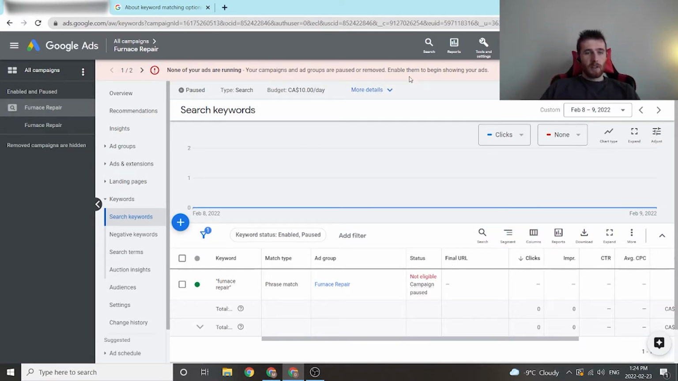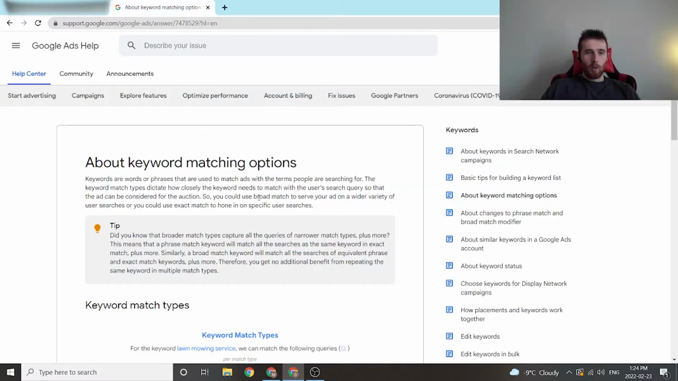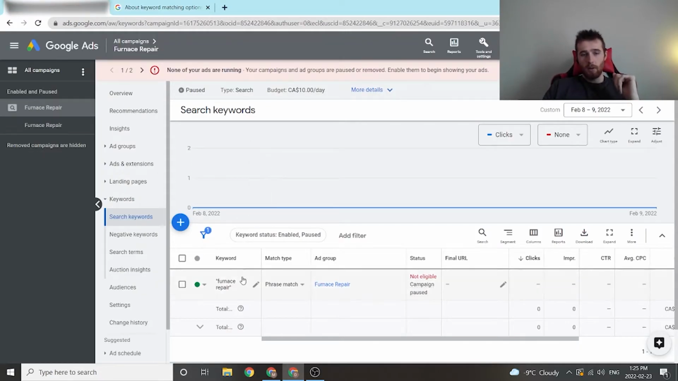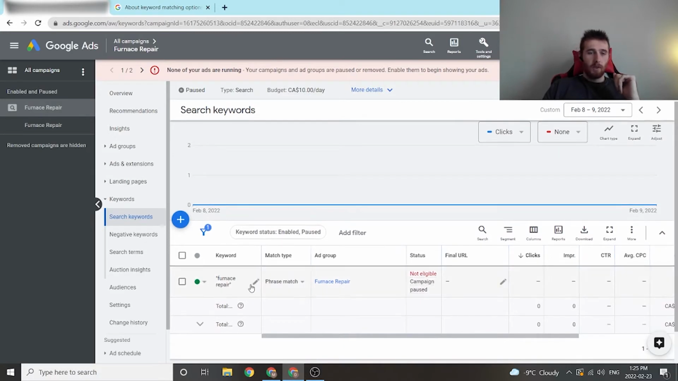First things first, what is a keyword? A keyword is any term someone can type into Google that you'd be searching for. For example, in this campaign we are searching for furnace repair, the furnace repair keyword. Now, there is a difference between keywords and search terms. Search terms are the actual words they have typed in. A search keyword is what the search terms can pop up under.